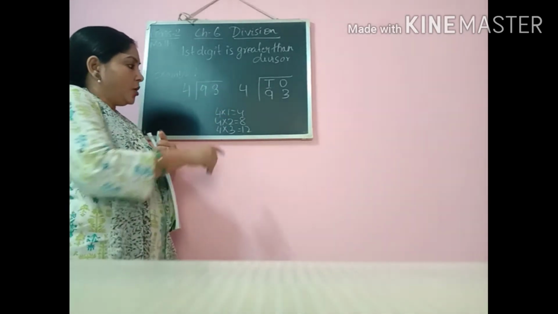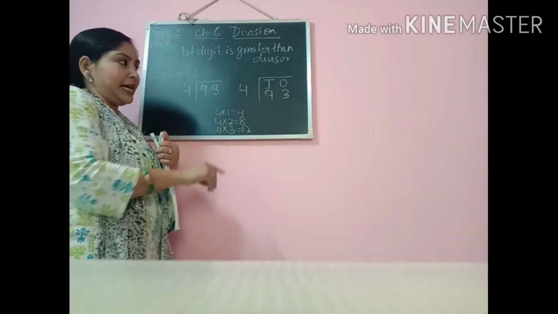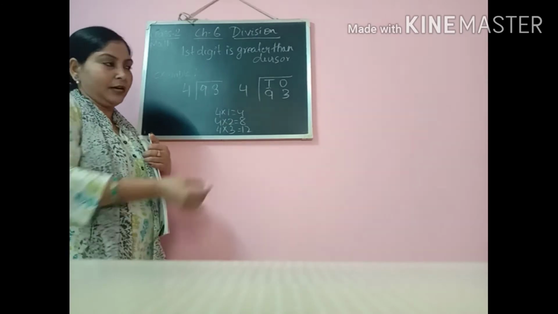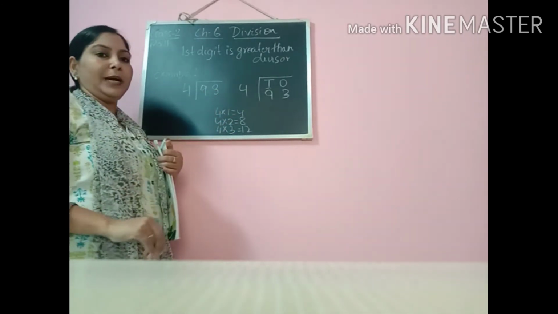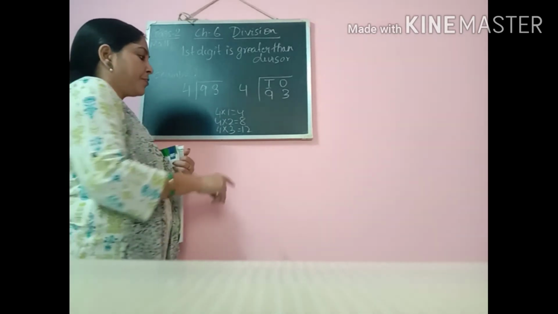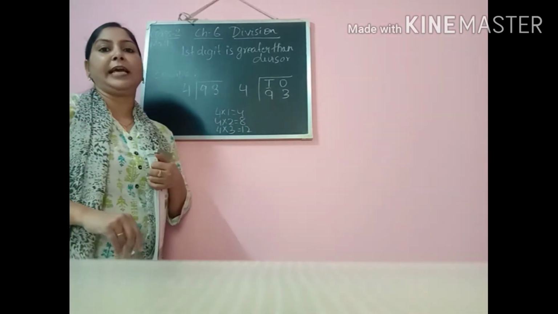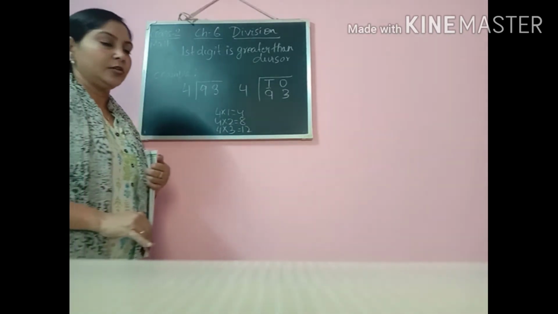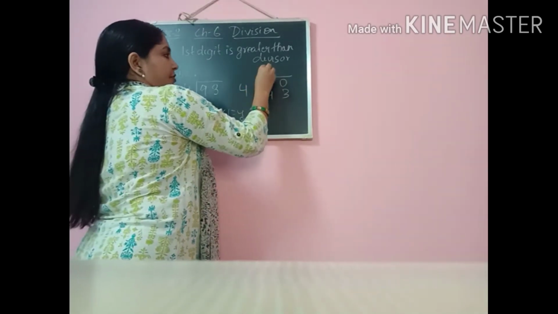Okay, so you can see here 4 1s are 4. If I take 4 1s are 4, then after subtraction I will get a bigger number as a remainder, bigger than the divisor. So that is not correct. So we have to go to the next number. 4 2s are 8. And if I go to 3, 4 3s are 12. So 12 is bigger than 9. That also is not correct. So we will go by this number. Okay.